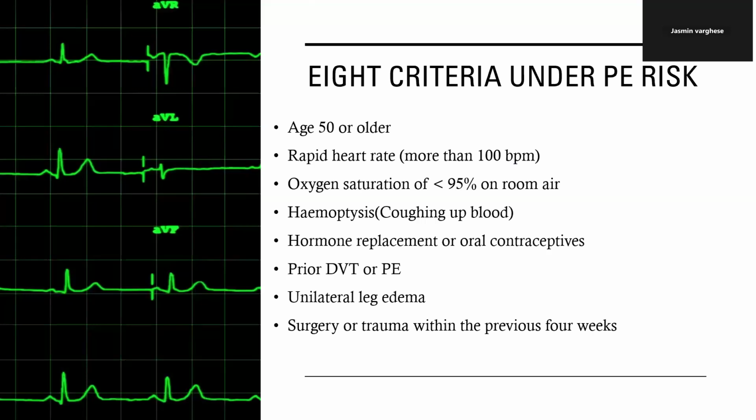Also, we have to consider these 8 characteristic features, and if the patient comes under any of these characteristic features, they are known as a high risk patient. Those features are age 50 or older, rapid heart rate, abnormal oxygen saturation, hemoptysis or coughing up blood, hormone replacement or oral contraceptive usage history, prior deep vein thrombosis or pulmonary embolism history, unilateral leg edema, surgery or trauma within the previous 4 weeks.